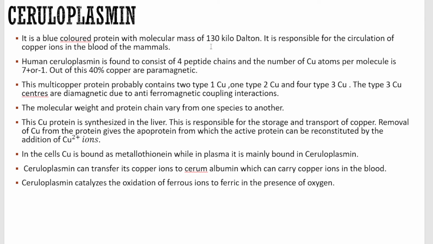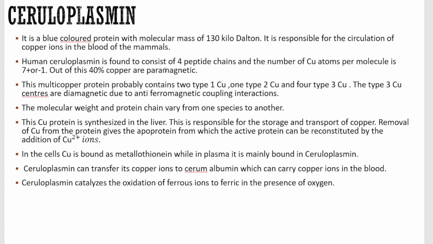Okay, previously we studied how iron atoms are stored and circulated. Ceruloplasmin is responsible for the transport of copper ions in the blood of mammals. Human ceruloplasmin consists of 4 polypeptide chains, and the number of Cu atoms per ceruloplasmin protein is around 7 plus or minus 1. So that is how much copper one ceruloplasmin can carry.